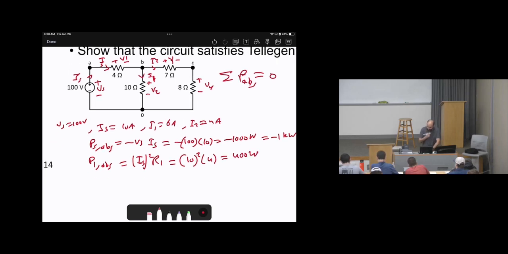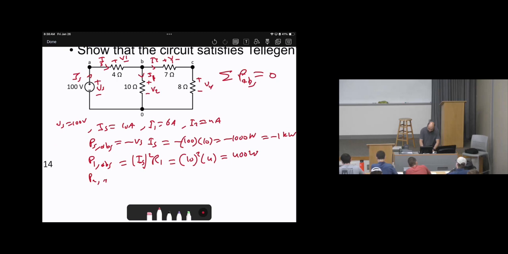And it is positive. For element 2, the power absorbed will be I1 squared times R2. I1 is 6, so 6 squared times R2, which is 10. 6 squared is 36. 36 times 10 is 360 watts.